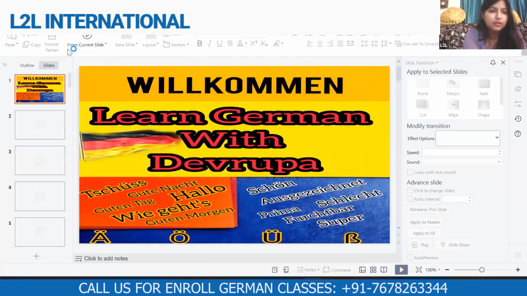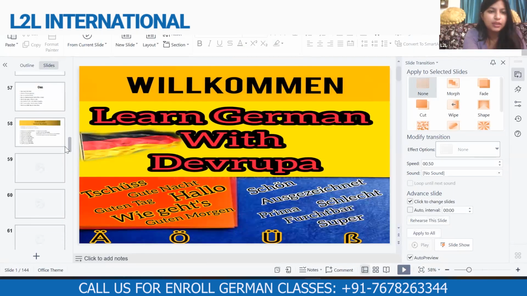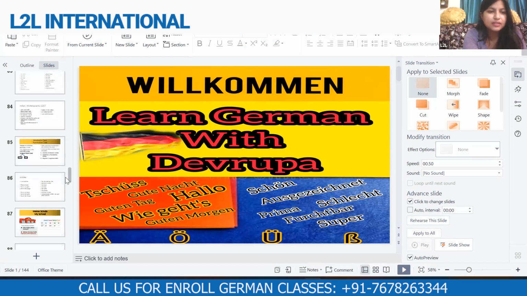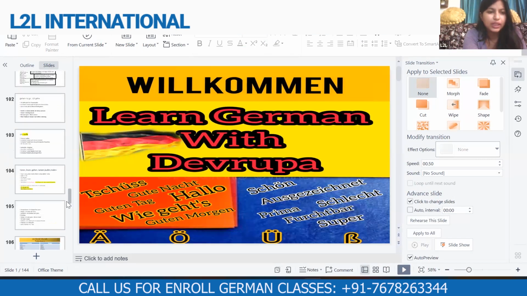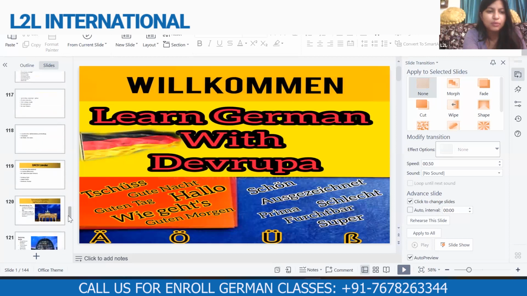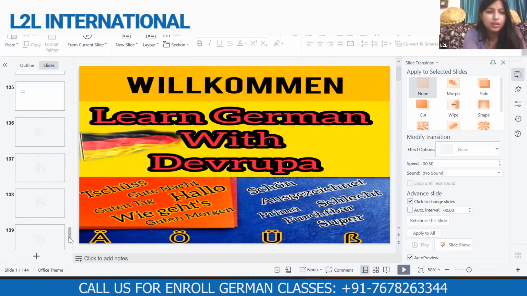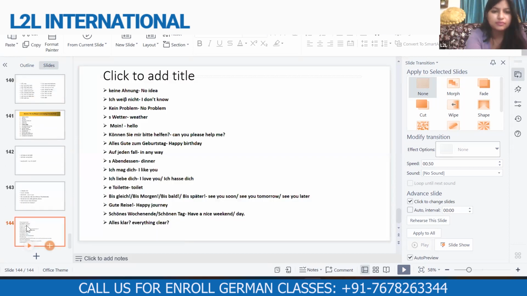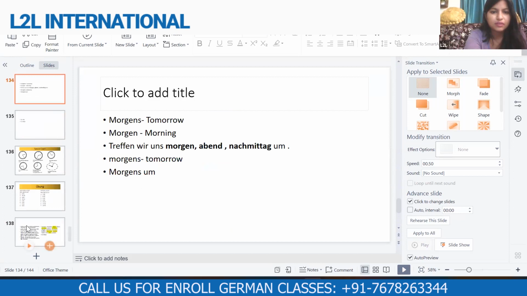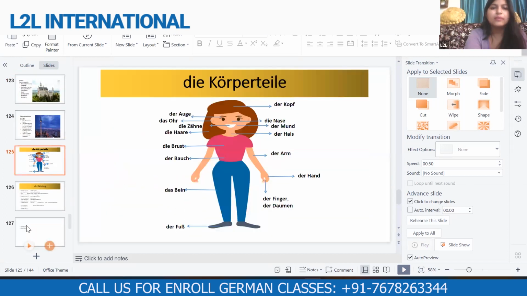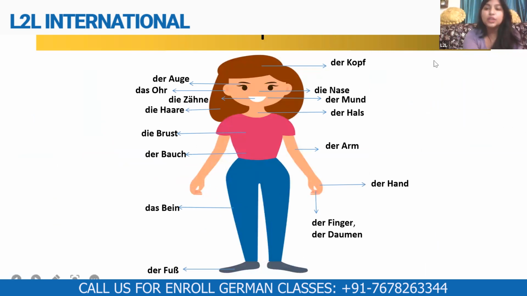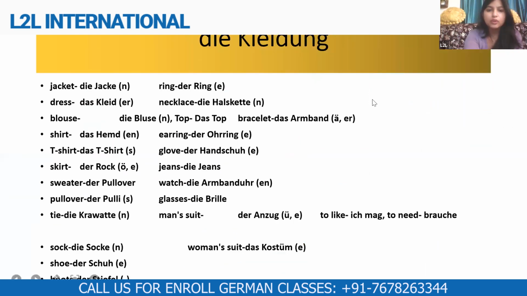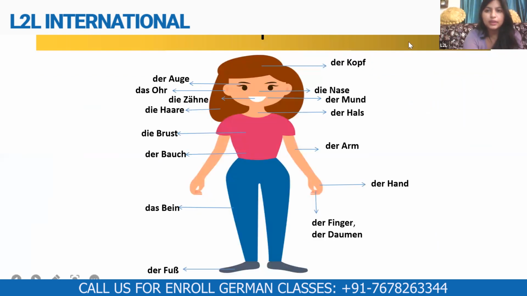Okay, so I'm giving you the body parts names. Try to pronounce them accordingly, and then we can discuss the meanings. These are the common body parts that we have in German. So body parts is called Körperteile.